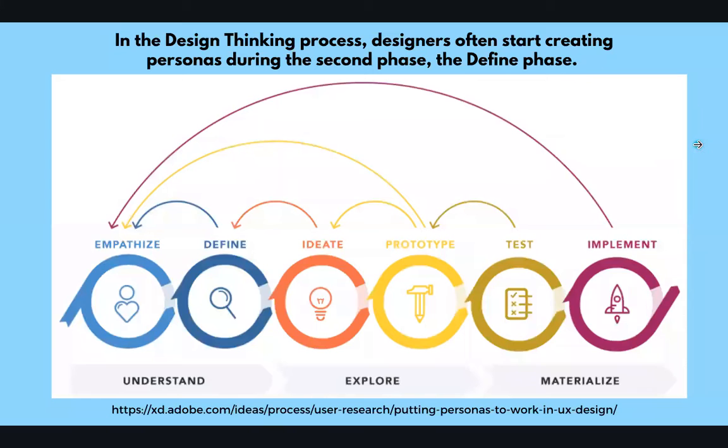So I know this is a mouthful, but in regards to user personas in the design thinking process, designers often start creating personas during the second phase, which is the define phase. And I have a chart here that you can always go back and reference, but this is the process of user research and creating personas. So you'll start off with empathizing, defining, ideating, and then you'll create a prototype for redesigning your app. You'll test it, and then you'll implement all those changes into that restaurant app.